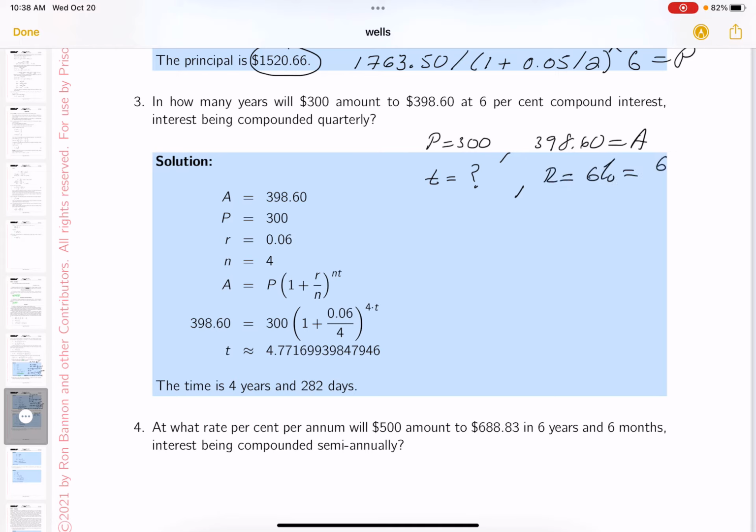What does that mean? 6 out of 100. And in decimal form, that's 0.06. And yes, I do prefer the decimal, especially if I'm using a calculator. They said it's compounded quarterly. What does that mean? N is 4. Let's write this down.